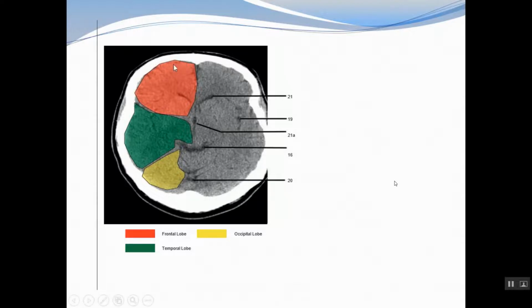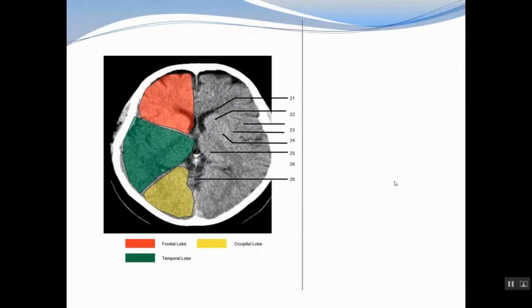Here you see the frontal, temporal, and occipital lobes, and here is the frontal horn of the lateral ventricle, and this is the supravermian cistern. This is the Sylvian fissure here, and this is the third ventricle, and this is the frontal horn of the lateral ventricle.